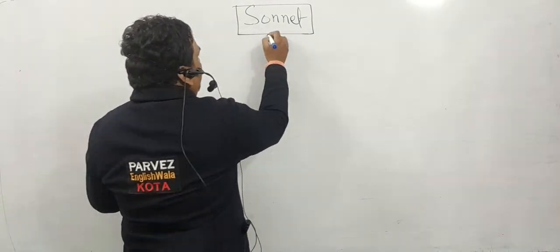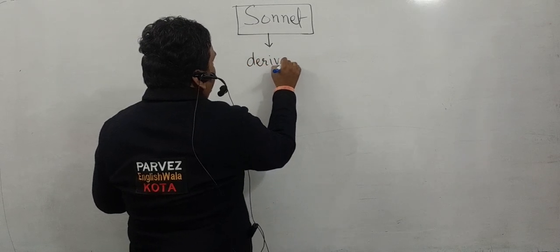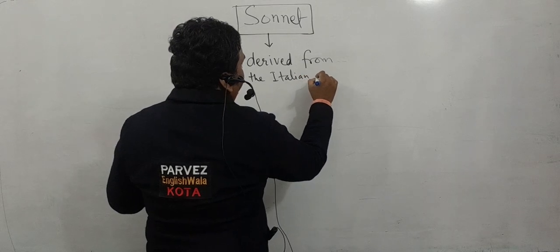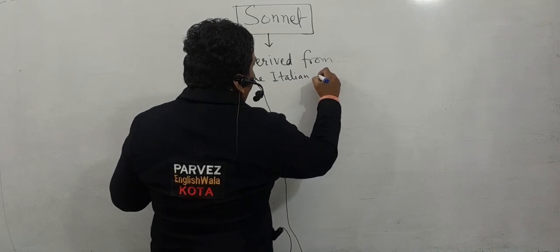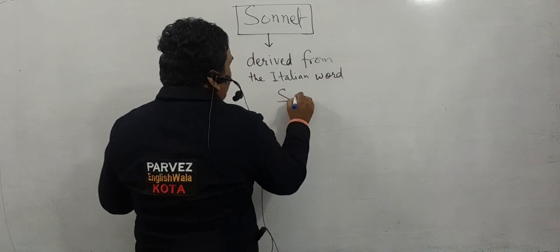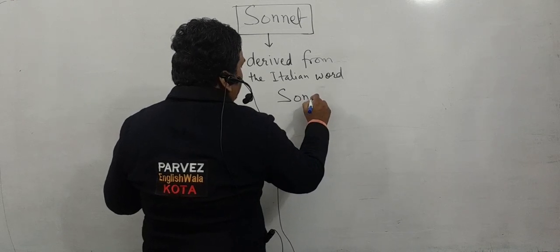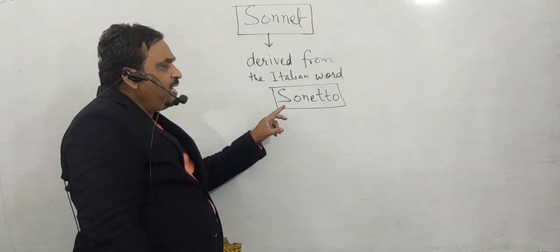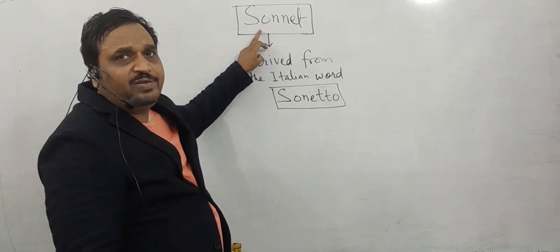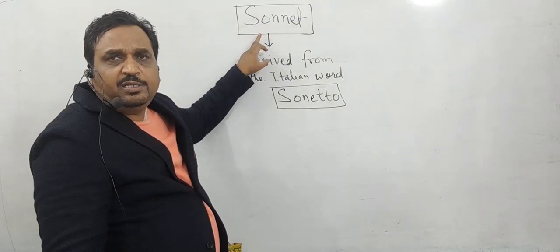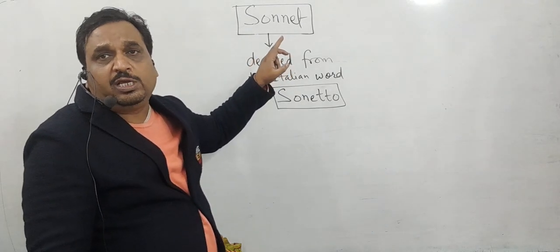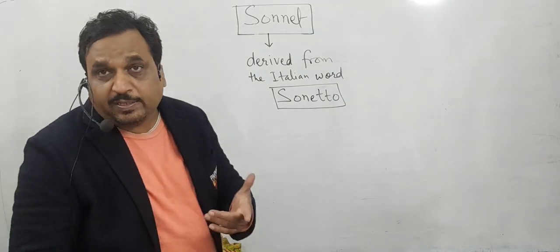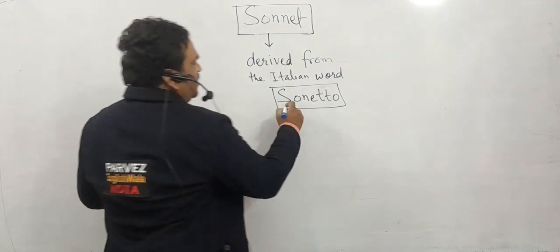Sonnet. This word has been derived from the Italian lexical item, or what we call Italian word, sonetto. Sonetto. So sonetto is the origin of the sonnet that we study these days, and in fact we have been studying this word sonnet since the 16th century, that is known as the Renaissance age, or especially what we call the Elizabethan age, precisely speaking. So this is the origin word.